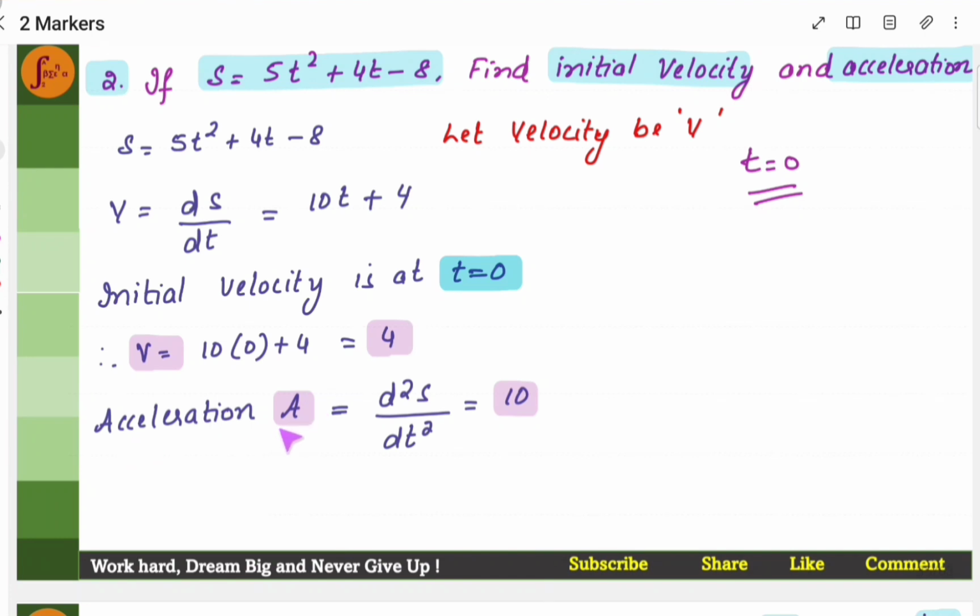Acceleration. What is the formula of acceleration? Double derivative, the second order derivative of displacement with respect to time. d square s by dt square is acceleration. So find the derivative of this again. You find the derivative of 10t plus 4 and you will get 10. So 10 units is the answer for acceleration.